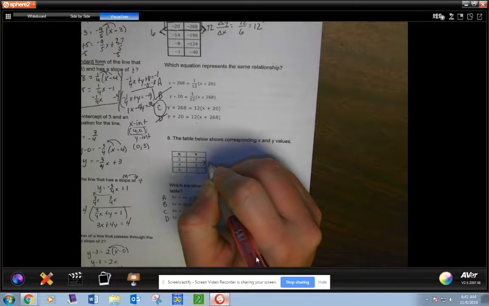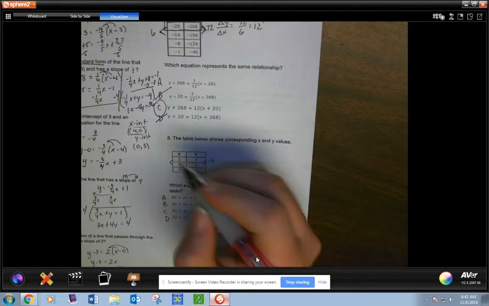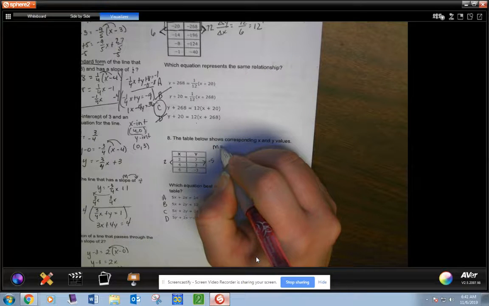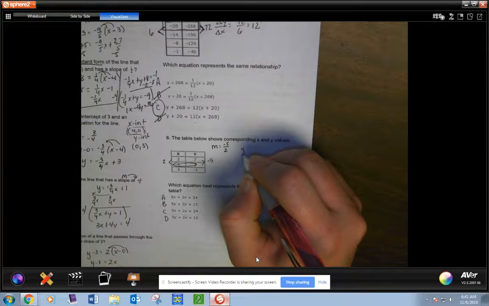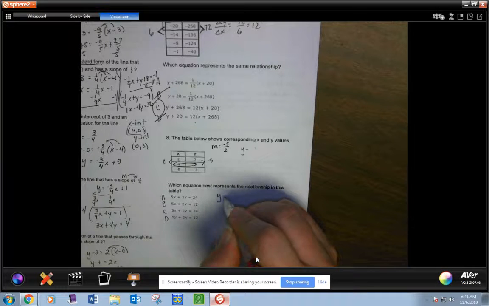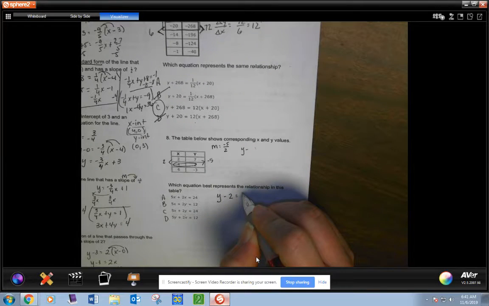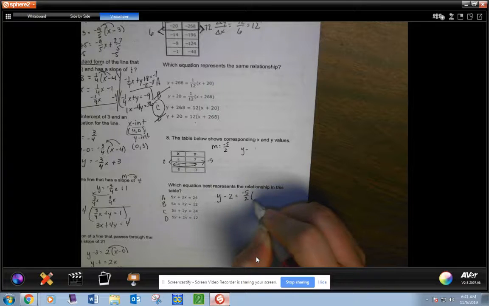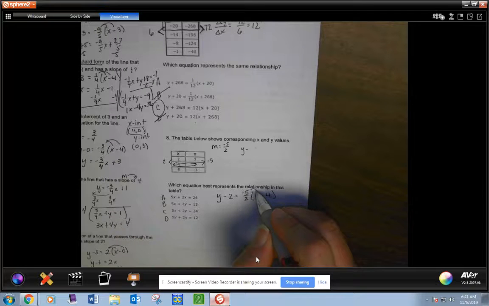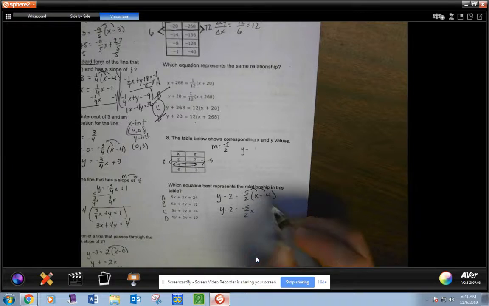So first off, this is going down 5, and this is going up 2, so my m is negative 5 over 2. I'm going to pick to use the point 4, 2 just because it's smaller. So y minus 2 equals negative 5 over 2 times x minus 4. Okay, I don't have any double negatives, so the first thing I'm going to do is distribute. So I get y minus 2 equals negative 5 over 2x plus 10, because negative 5 times negative 4 is 20, divided by 2 is 10.